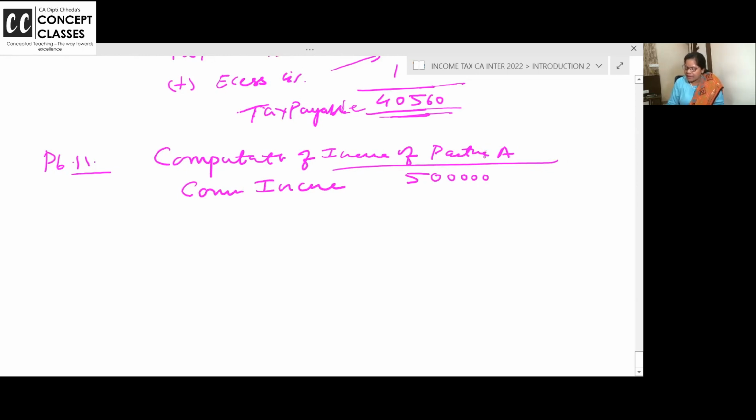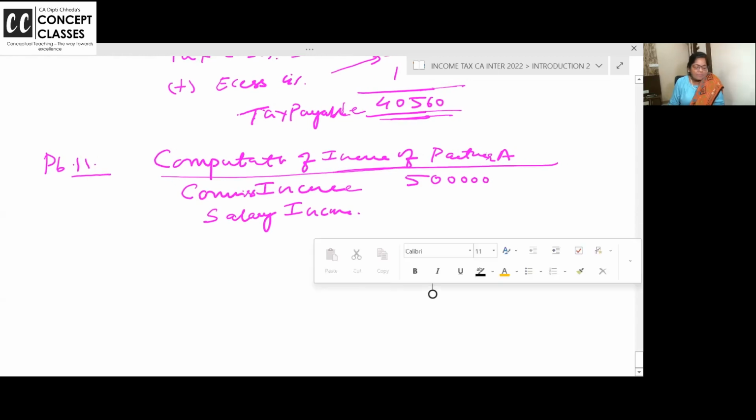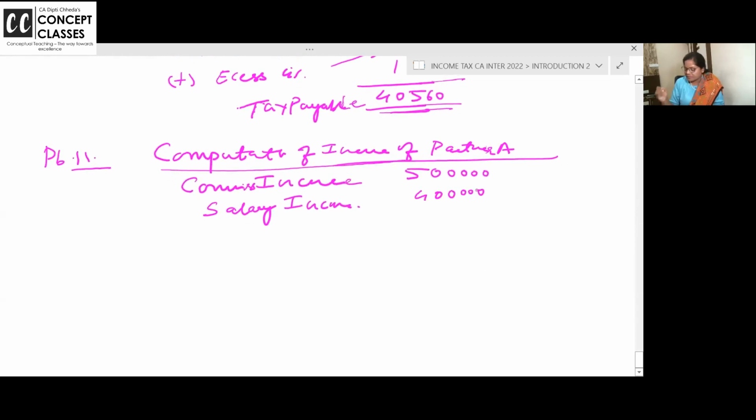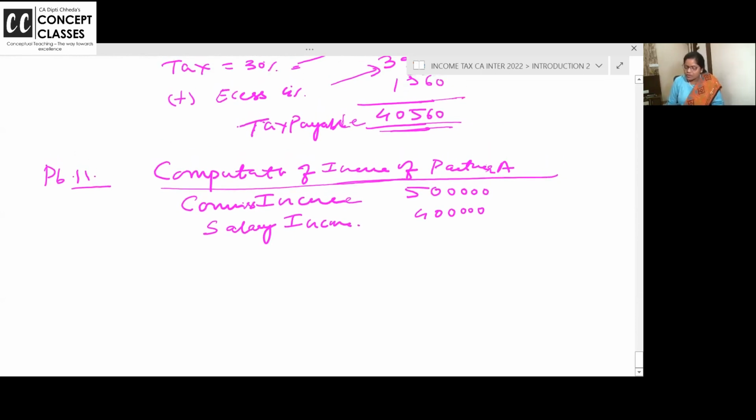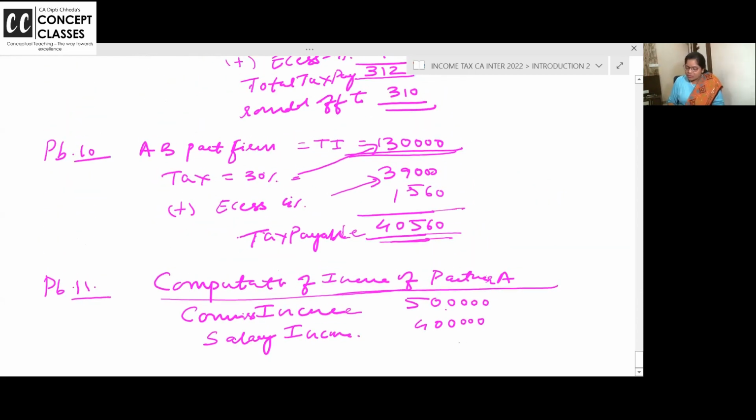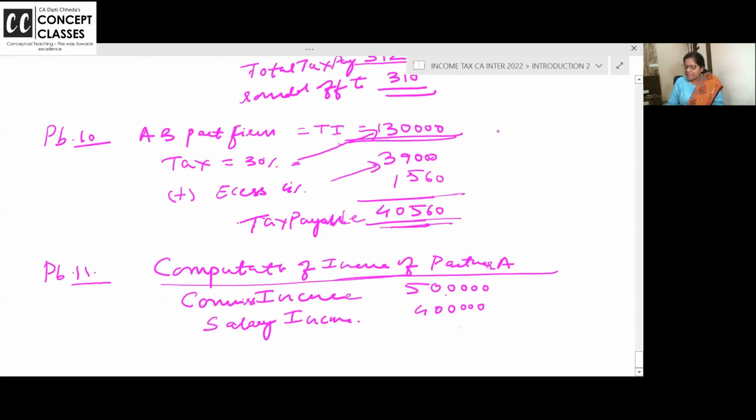Commission income for the partner A is 5 lakh. And he is also getting a part-time salary 4 lakh. ठीक है, कहीं से salary income है, पूरी taxable final salary income. So how much is partner's income? Kahin se is getting commission 5 lakh and he is getting salary. Now tell me, partnership firm's income is 130 and A and B are equal partners.